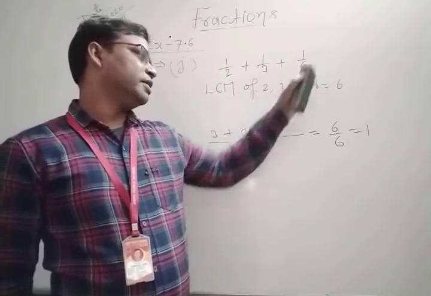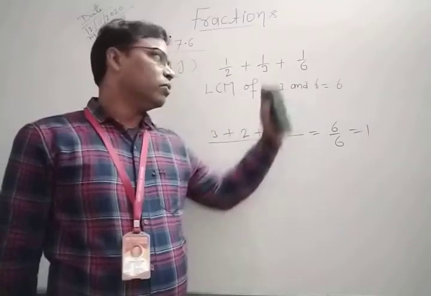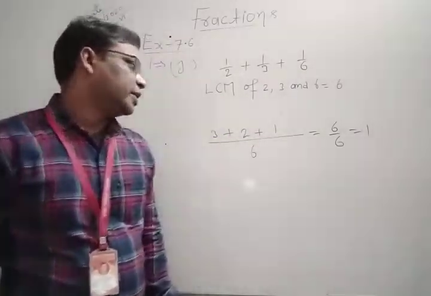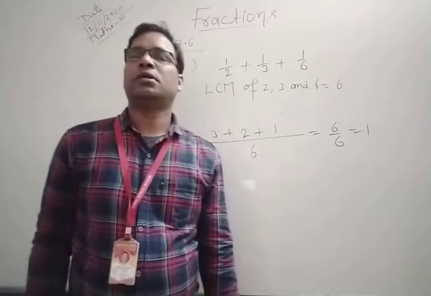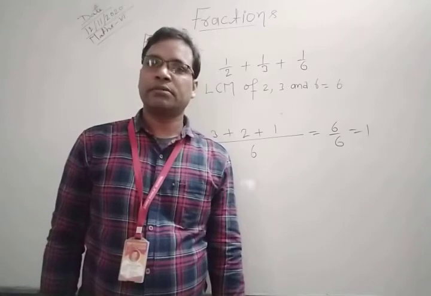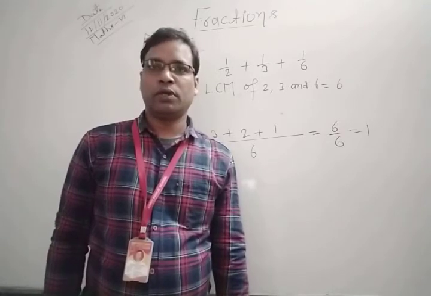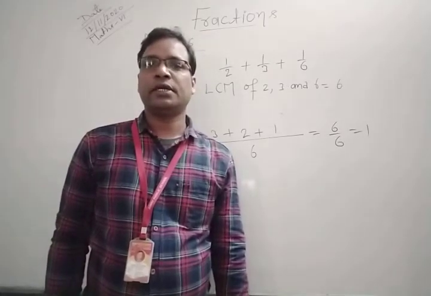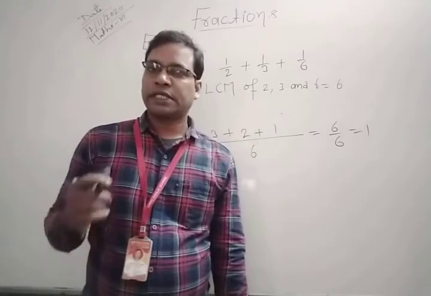Again, if we divide 6 by 6, we obtain 1, 1 times 1 is equal to 1, and we add them: 2 plus 3 plus 1 is equal to 6 by 6, and 6 by 6 you can write as 1. So this is clear. Now we are going to discuss the next part.